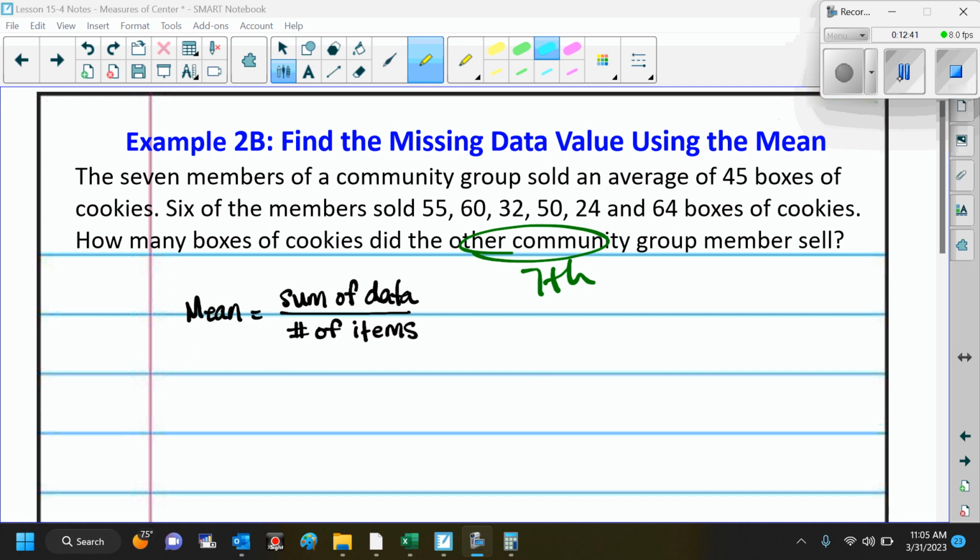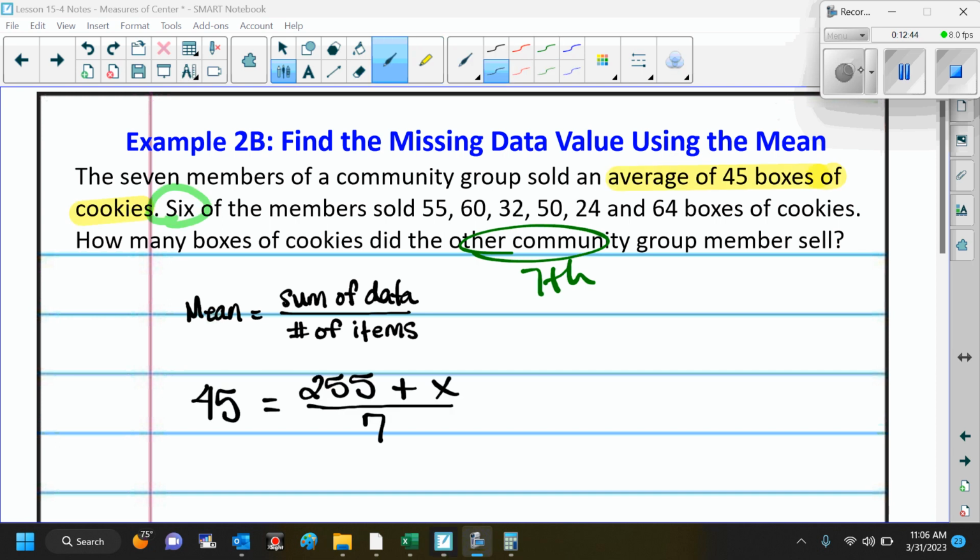And then we will substitute what we know. So what we did here is we added up this 255, which is these 6 members. Those are the boxes that the 6 members sold. We also want to include that 7th member, so this X is the 7th member. And then when we divide by all of the items, that's all of the 6 plus that 7, so that's the reason why we're dividing by 7.